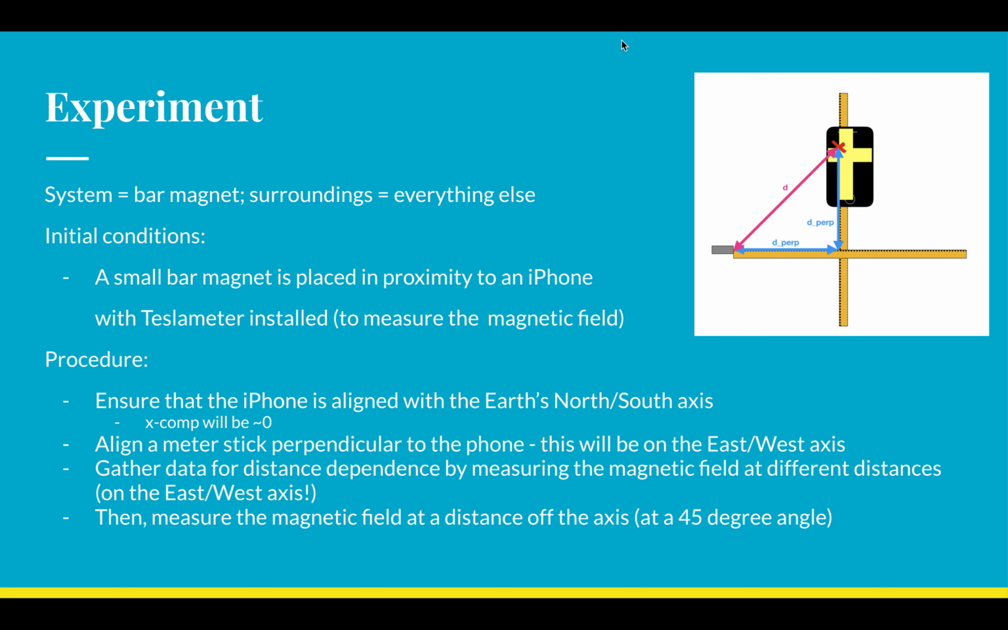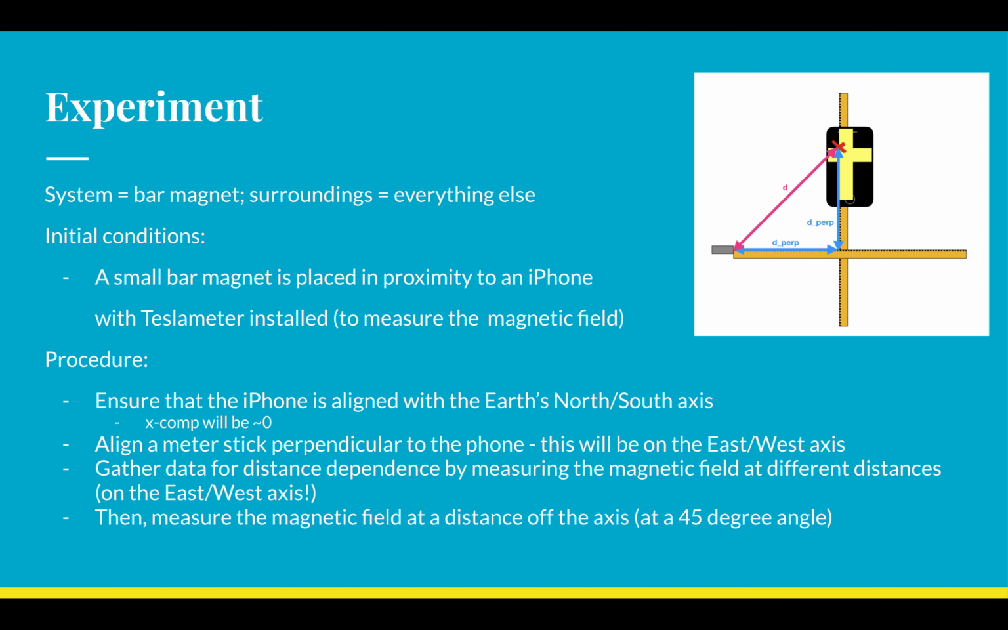For the experiment, we have the system, which is the bar magnet, and the surroundings, which is everything else. The initial conditions: a small bar magnet is placed close to an iPhone with a Tesla meter installed, and this is an app that basically measures the magnetic field. First we have to make sure that the iPhone is aligned with the Earth's north-south axis, and when this is done well, the x component will be about 0.